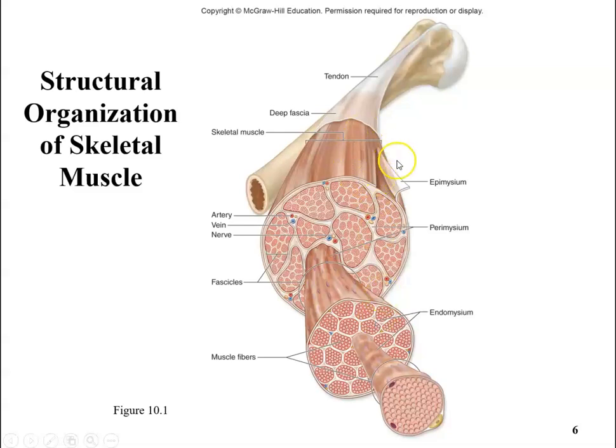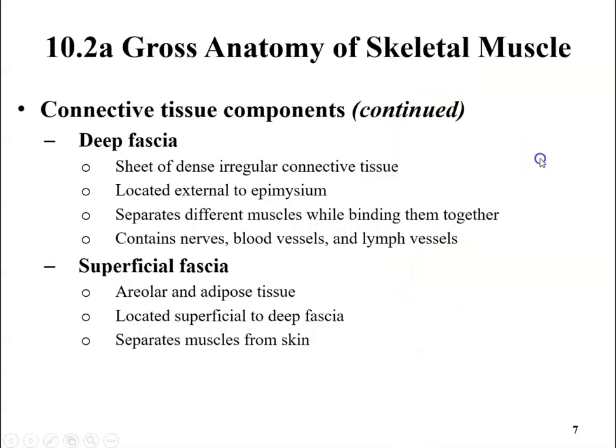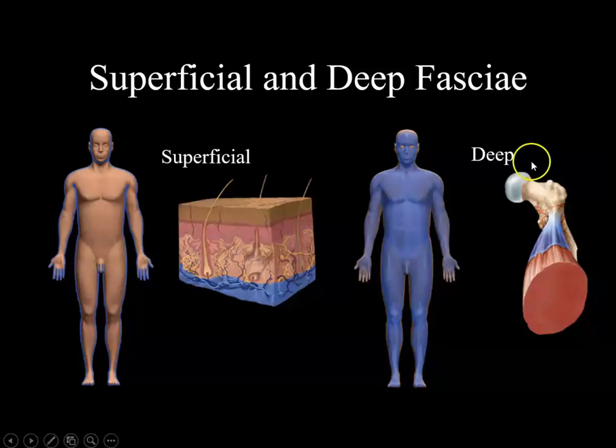So here you can see the epimysium, and then surrounding that is going to be the deep fascia, and this is going to bundle this whole cell, this entire organ, together. The deep fascia covering the muscles, the superficial fascia between the hypodermis and the muscle, okay?